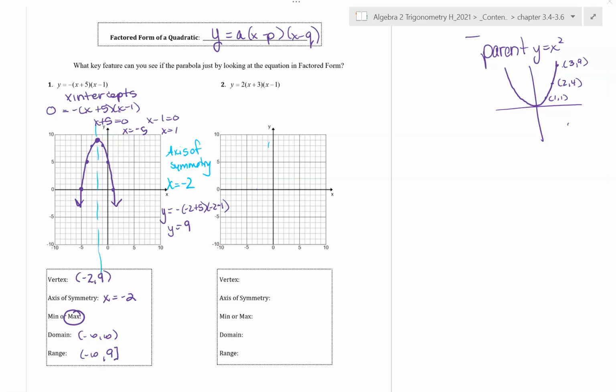You go ahead and try the next one. Pause the video and try the next one. Find the vertex, the axis of symmetry, get some points. Go ahead and sketch a graph. Go ahead and pause the video now and give it a try.